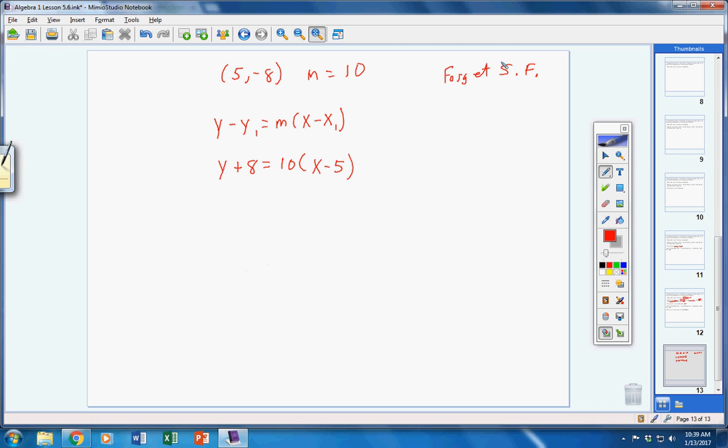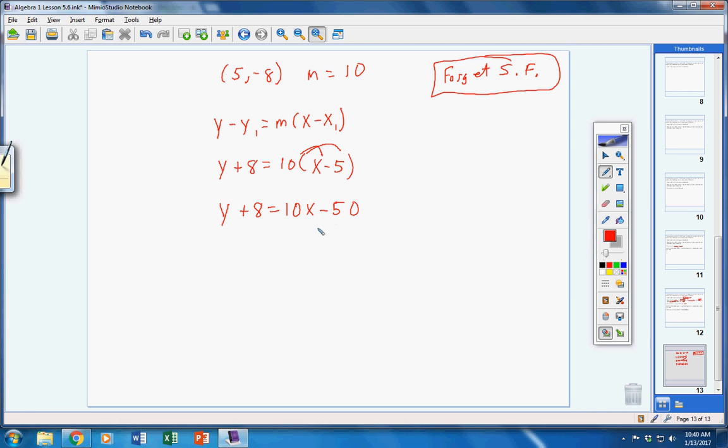Now let's write it in standard form. Got it? What's step 1? Simplify both sides completely. You cannot simplify the left side, but the right side you can. Take your 10 and multiply it through. 10 times x, 10x. 10 times negative 5, negative 50. Got it?